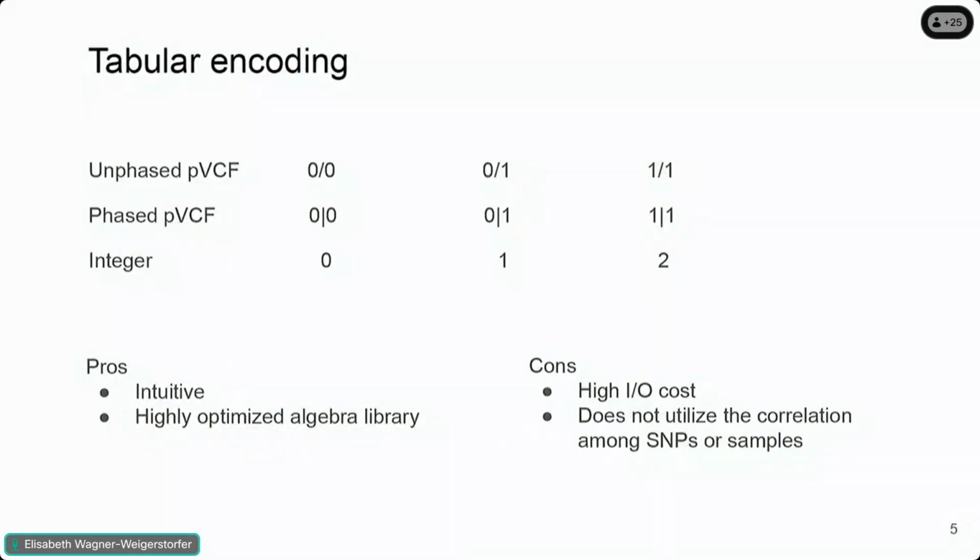However, as the data sets continue to increase, there's a very high cost for input and output, and it also takes a lot of space, and it doesn't utilize the correlation among the SNPs or samples. It takes the entire space, and grows with the number of samples and with the number of variants in the data.